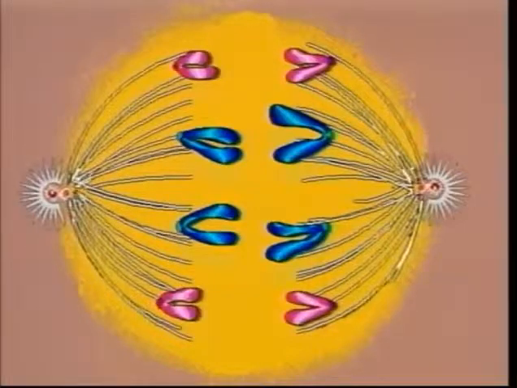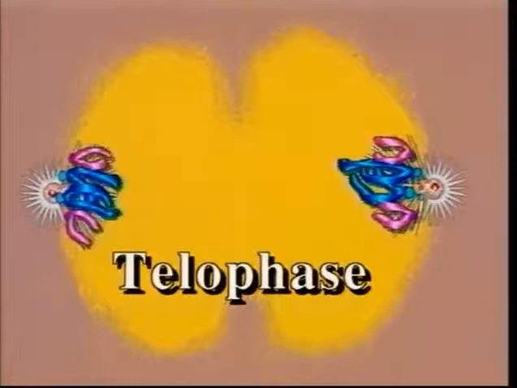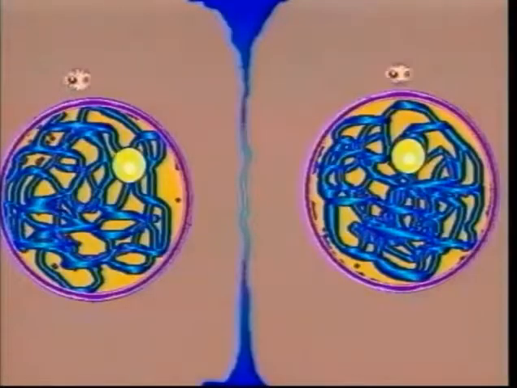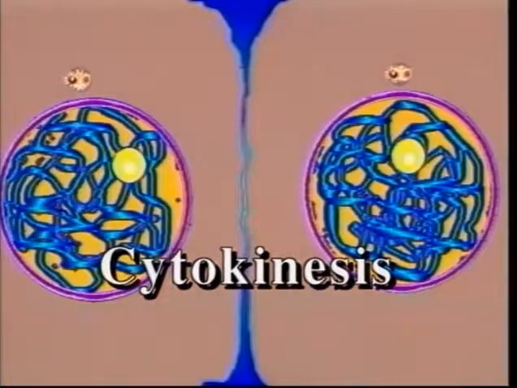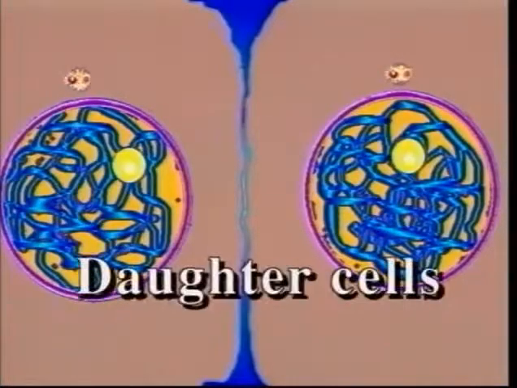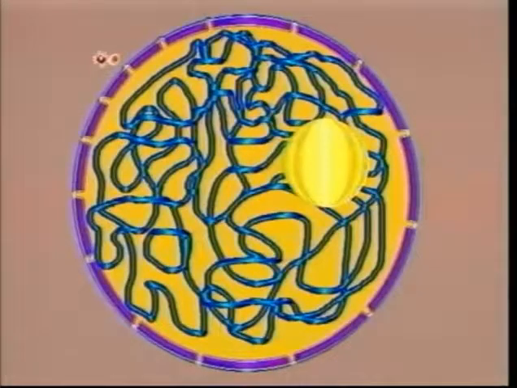creating two separate chromosomes. During telophase, the last stage of mitosis, two new nuclei form where the chromosomes have gathered, and soon two new daughter cells are created after the cytoplasm divides by a process called cytokinesis. The new daughter cells are now back in interphase, and each will grow until it reaches the size of the original parent cell.